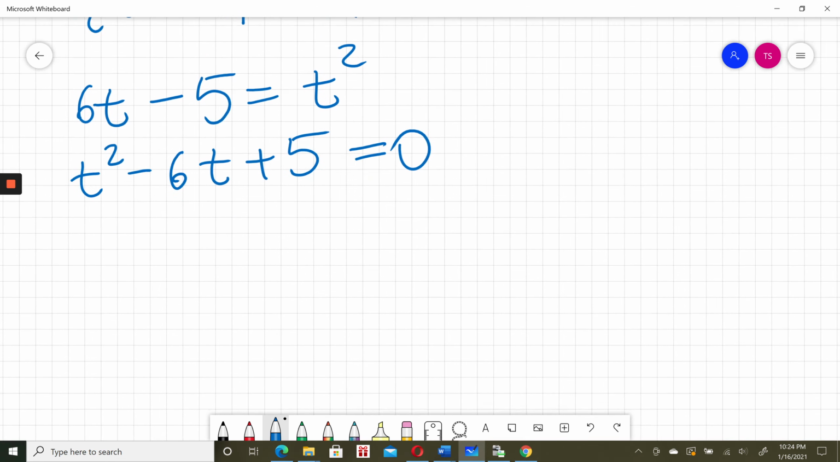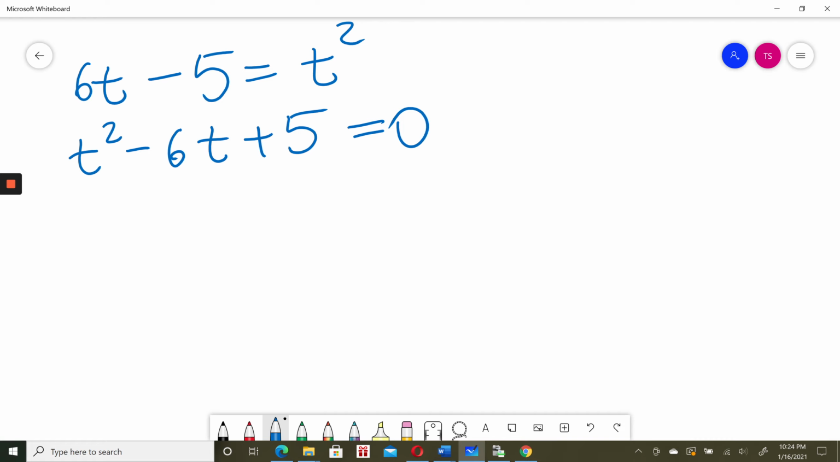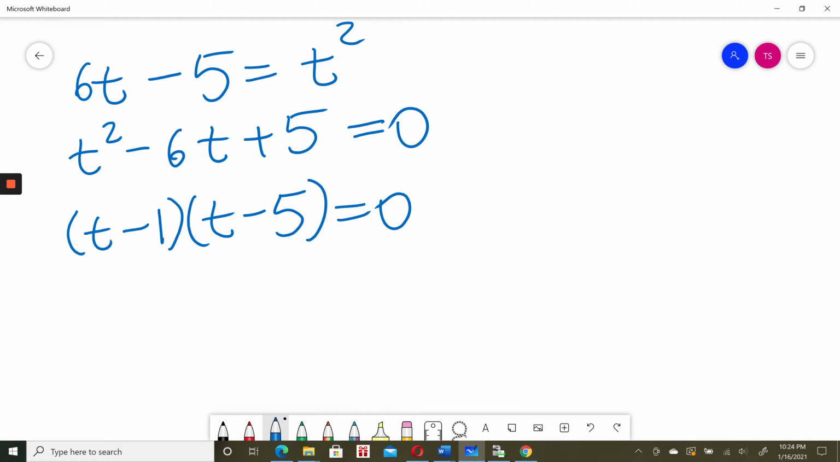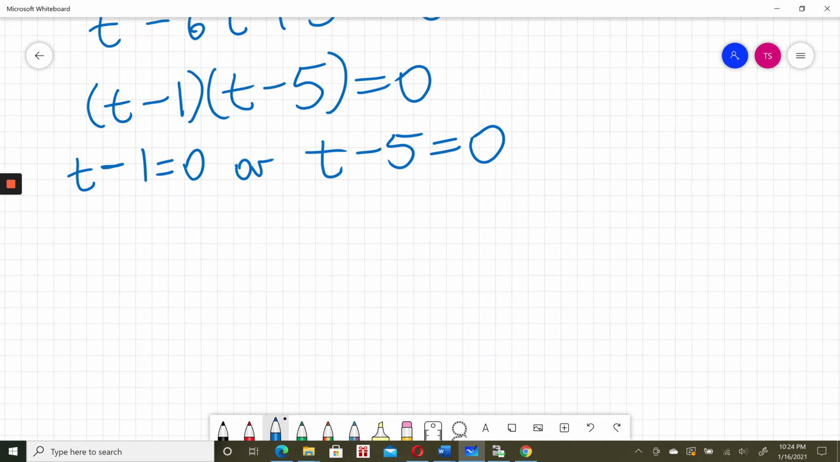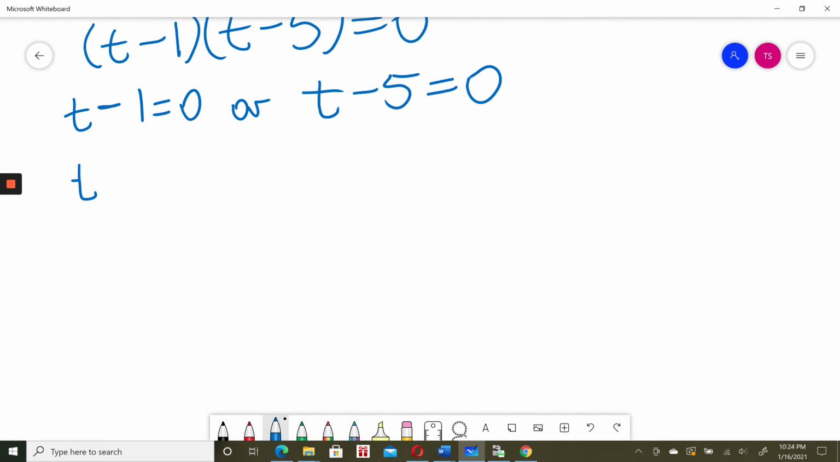Now I'll just factorize the quadratic. c is 5, b is minus 6, that's why this will be t minus 1 times t minus 5 equals 0. So because of the quadratic, t minus 1 has to be 0, or t minus 5 is 0. So t is 1, or t is 5.